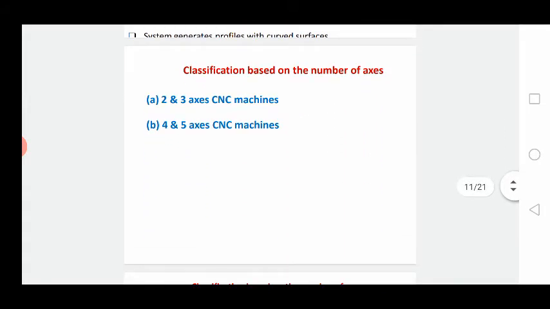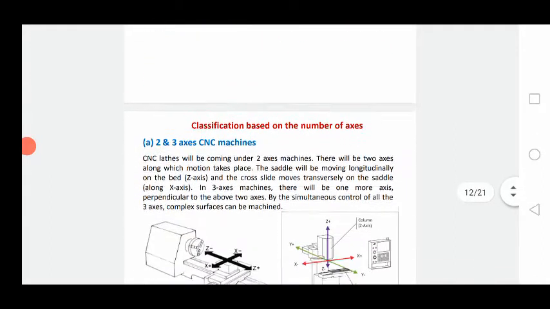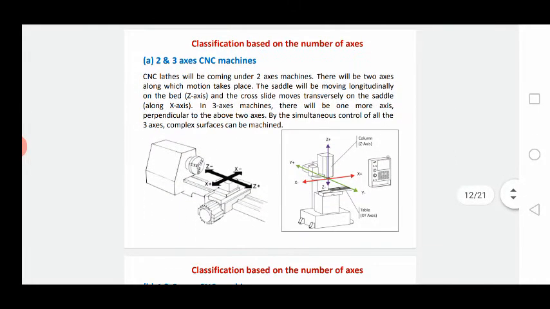Next comes the third type of classification, that is classification based on the number of axes. We have 2 and 3 axis CNC machines and 4 and 5 axis CNC machines. Commonly we have seen 2 and 3 axis machines, which are very commonly used. 4 and 5 axis machines are used for particular operations. Let us discuss each one by one. Classification based on number of axes.